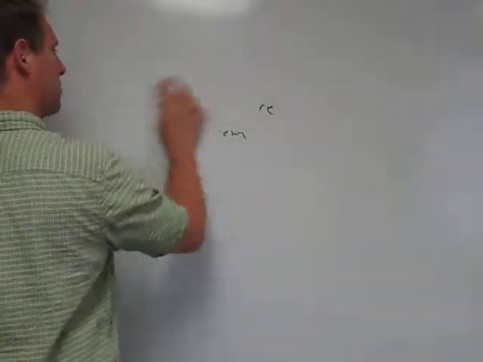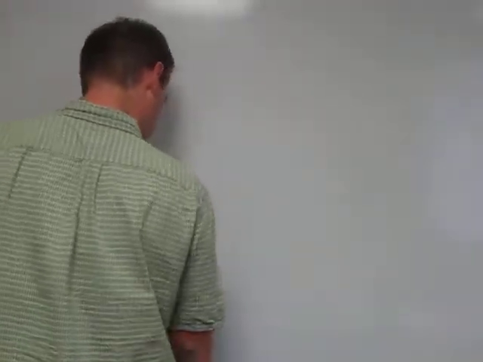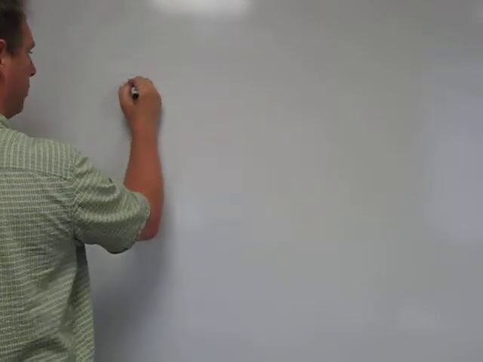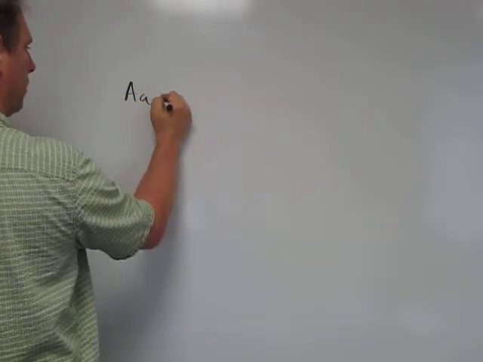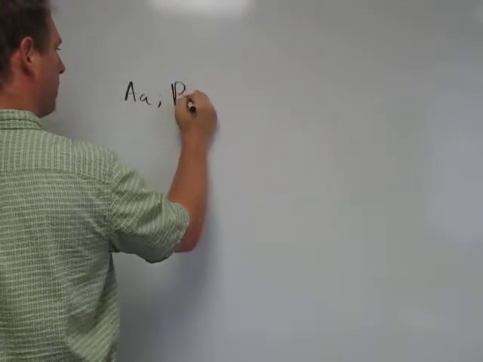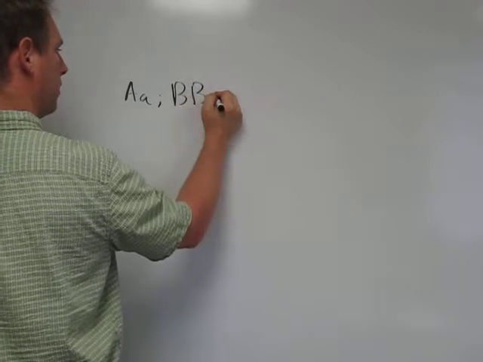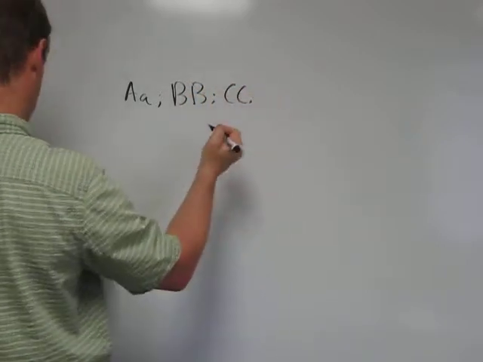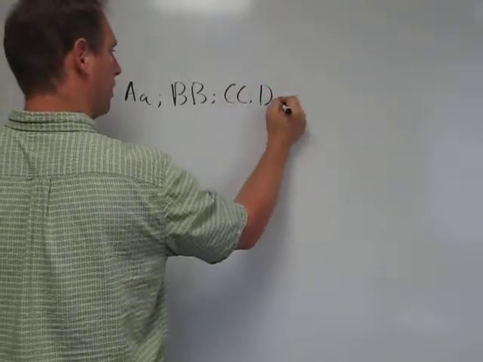Okay. So specifically, I'm going to ask this question. We have 2 individuals that have this particular genotype. Big A, little a; semicolon indicates another chromosome; big B; semicolon; big C; semicolon; big D, little d.